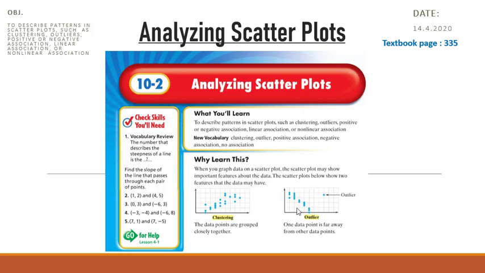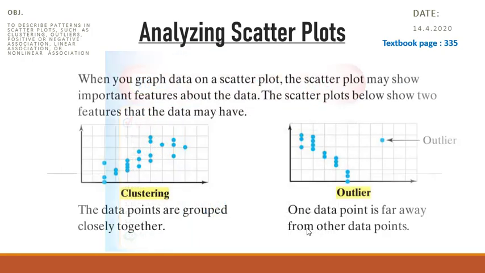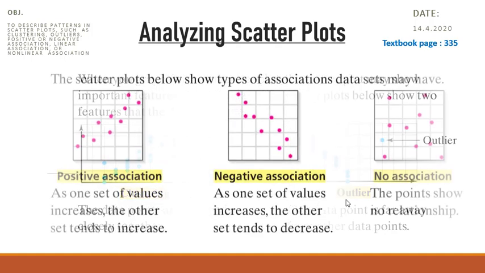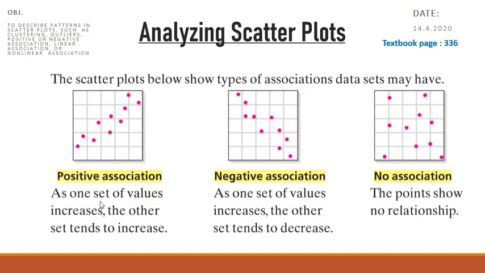Of course, these points are clustering. These are grouped. As you can see here, we have clustering. And this point is an outlier. We have associations: positive association, negative association, and in this one there is no association.